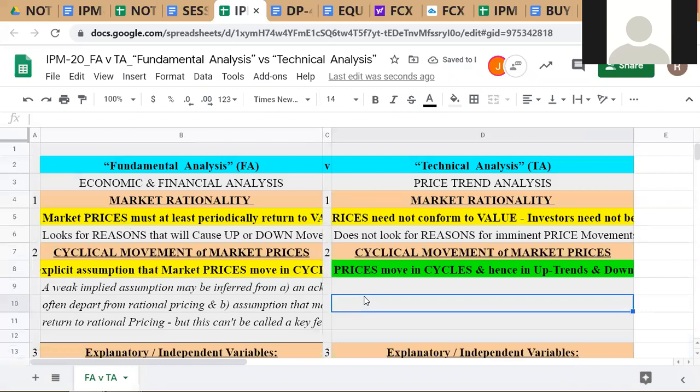Okay. So the first point on which we are going to discuss this difference. There are many differences. As you can see, there are four major differences between FA and TA. And you need to understand this because that will help you to choose the method that you want to use. Essentially, the method that you will use is the method whose assumptions you agree with, okay?